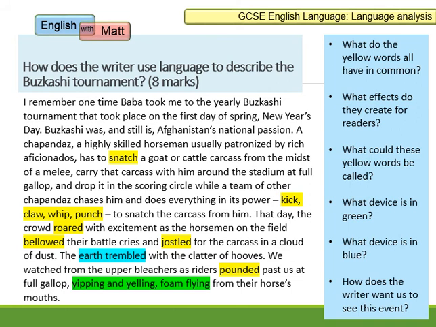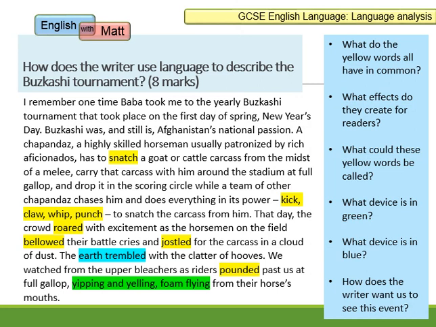We've also got two other devices here in blue and green. And I've got some questions here on the right-hand side. What do all the yellow words have in common, for example, in terms of their meanings? What effects do they create for the readers? They all have something in common. Can you identify what it is? What name of words are these in yellow? And what are the devices in blue and green?